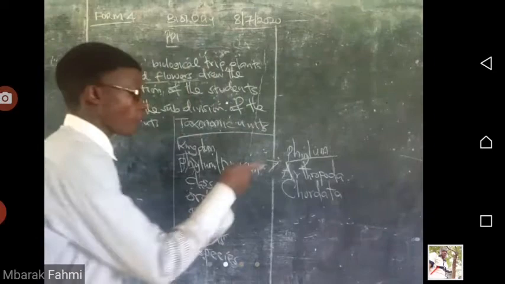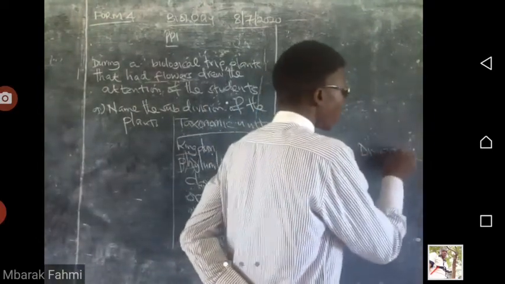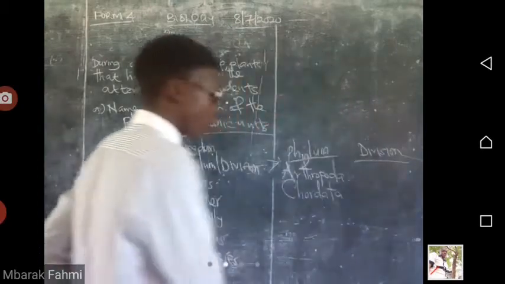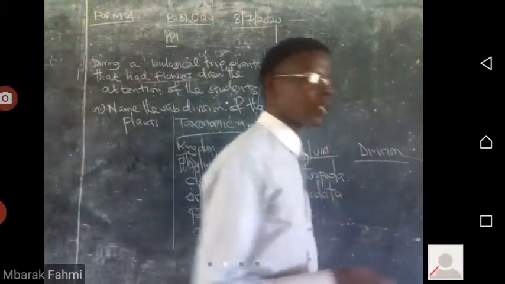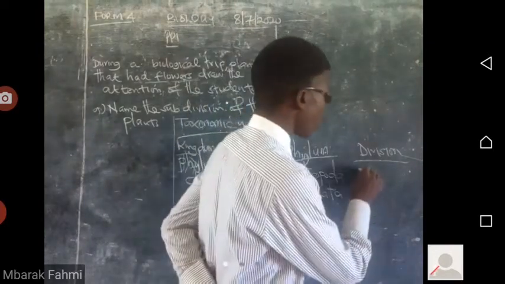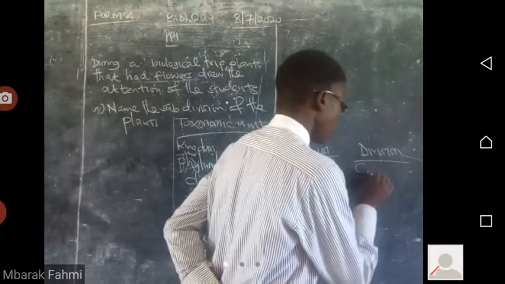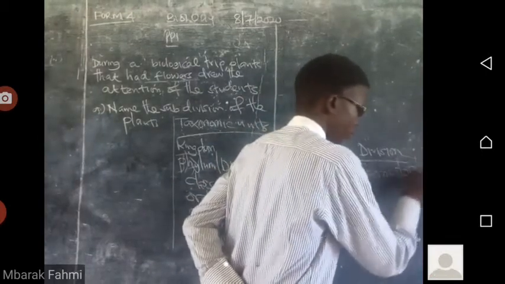Then, after the phylum, we have what we call division, as per the taxonomic units. At high school level we learn about three major divisions. The first is the Spermatophyta, and we must start with a capital letter.